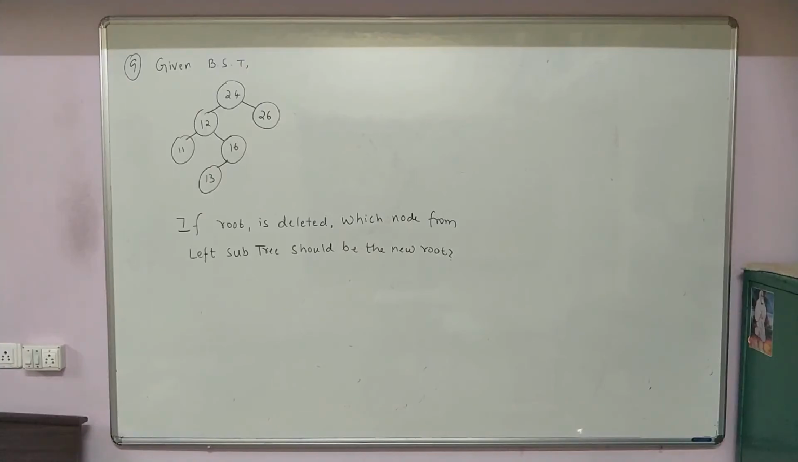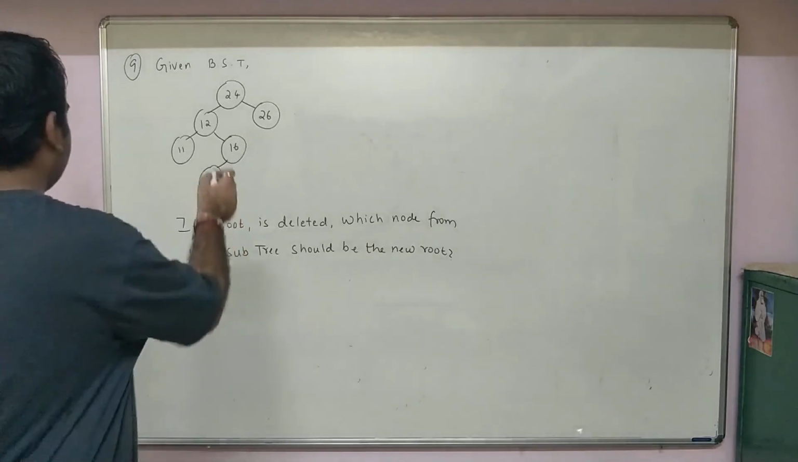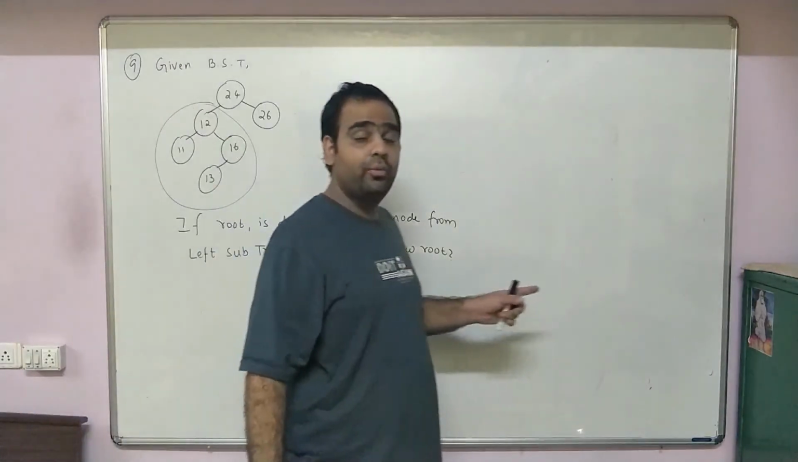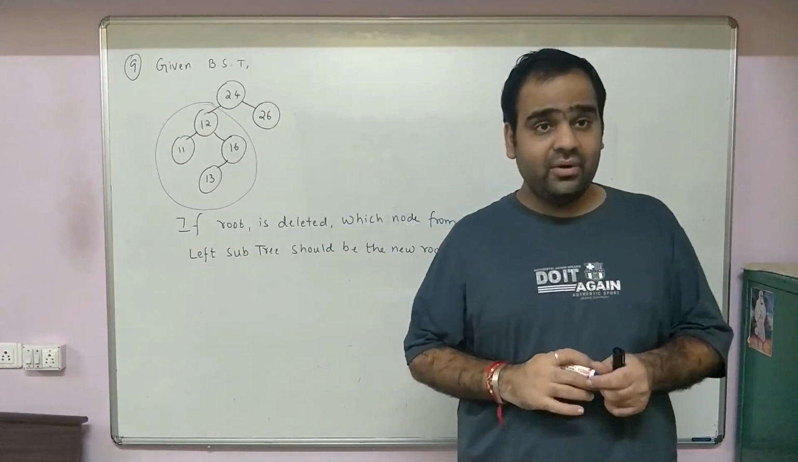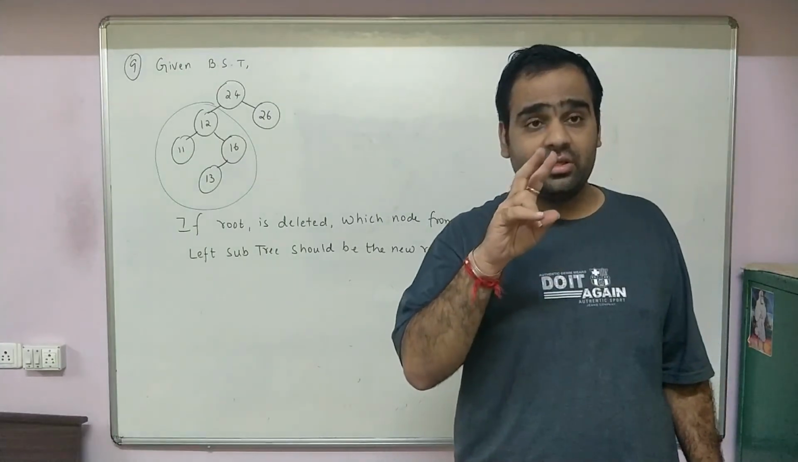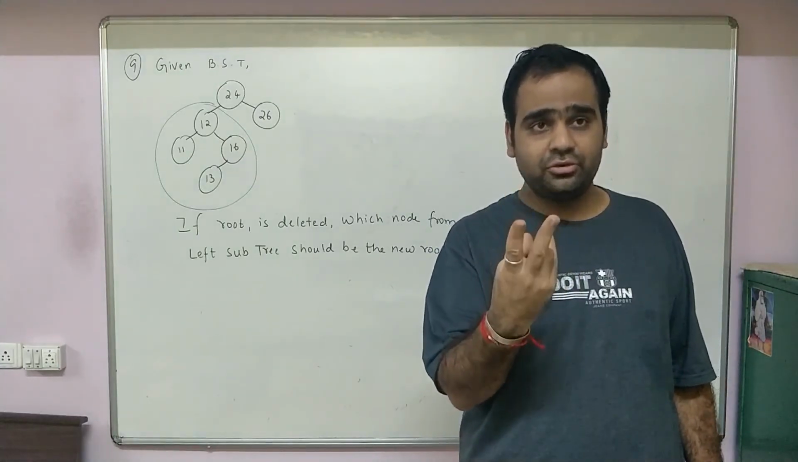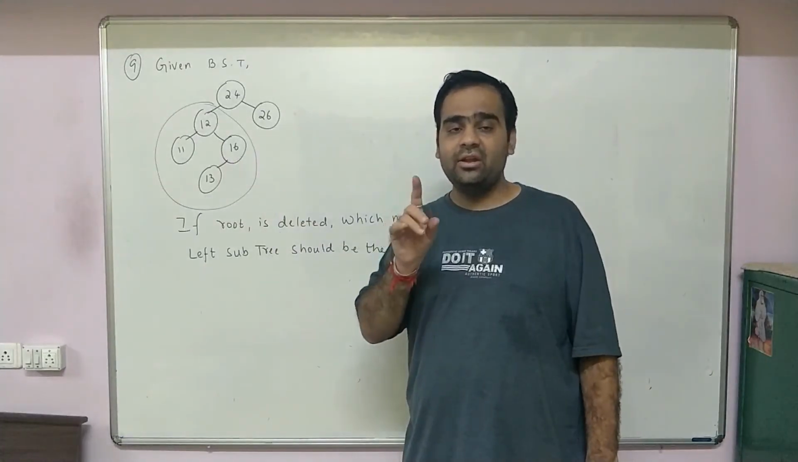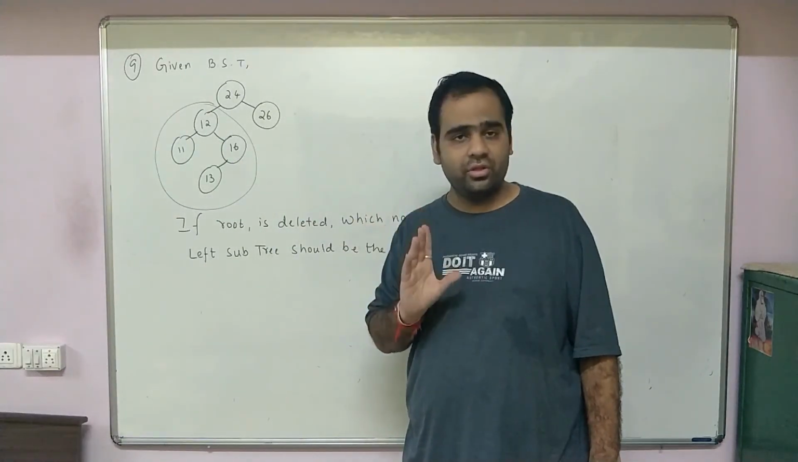The next question is, we are given a binary search tree, and if we want to delete the root 24, which node from the left subtree of the root? Now what is the left subtree of the root? This is the left subtree of the root. Which node will you select to be the new root? Now whenever a node is deleted which is a full node which has two children, both left and right, either we replace it by in-order predecessor or in-order successor.